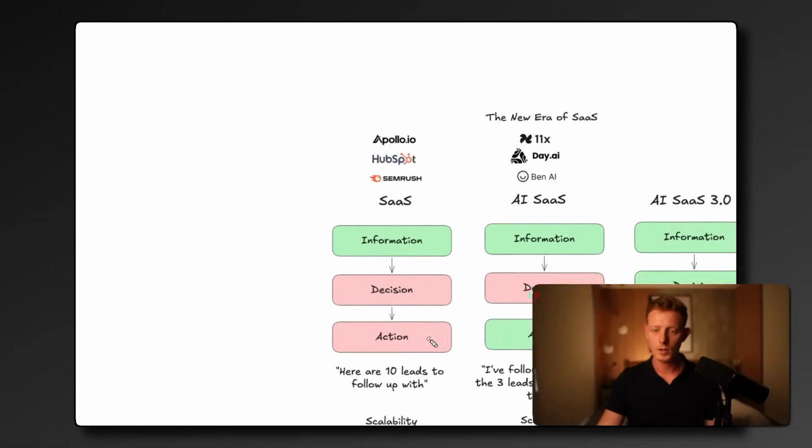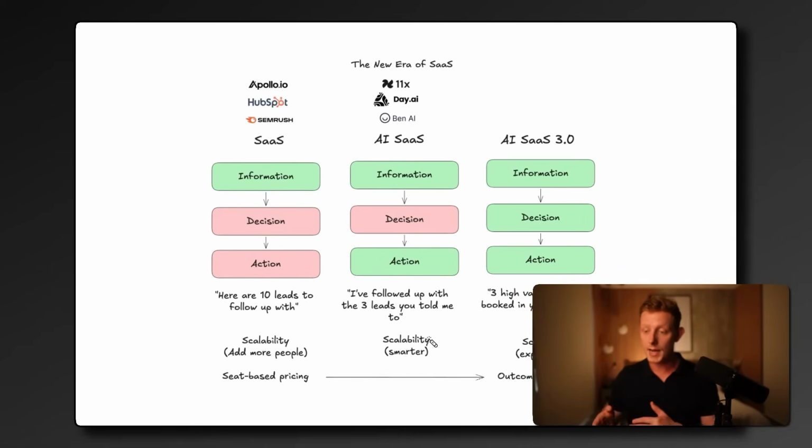So what is the difference between a SaaS and an AI SaaS? If we look at it in a very simplified way and we look at traditional SaaS platforms like HubSpot, Apollo, SEMrush, we can think of them as mostly helping us in the information layer. So they either present us with new data or existing data in a very user-friendly way in order for us to make decisions and take actions faster and better. So if we think about HubSpot, a classic CRM, it basically tells you here are 10 leads to follow up with, but you still have to decide which leads to follow up with and actually take the action.